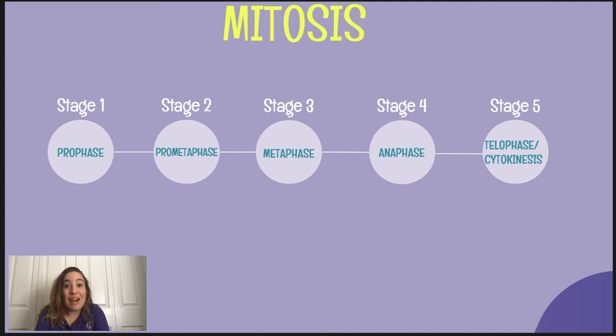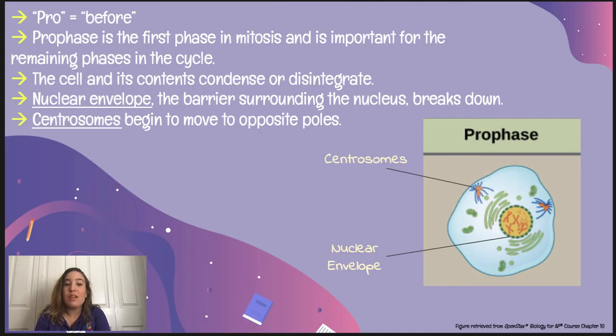Mitosis has 5 stages: prophase, prometaphase, metaphase, anaphase, and telophase/cytokinesis. In prophase, pro means before. Prophase is the first phase in mitosis and is important for the remaining phases in the cycle. The cell and its contents condense or disintegrate, the nuclear envelope or the barrier surrounding the nucleus breaks down, and centrosomes begin to move to opposite poles.